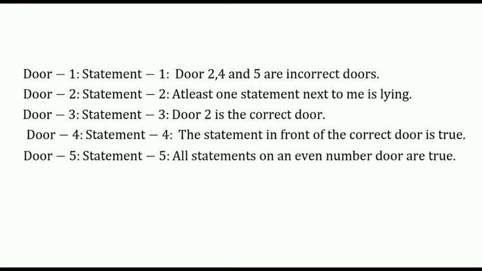Now here are our statements. On door 1 we have statement 1, which is: door 2, 4 and 5 are incorrect doors. On door 2 we have statement 2: at least one sign next to me is lying. On door 3 we have statement 3: door 2 is the correct door. On door 4 we have statement 4: the sign in front of the correct door is true. And on door 5 we have statement 5: all signs on an even number door are true.